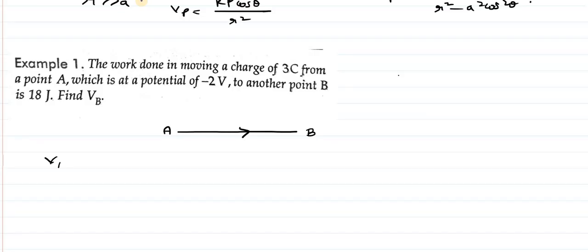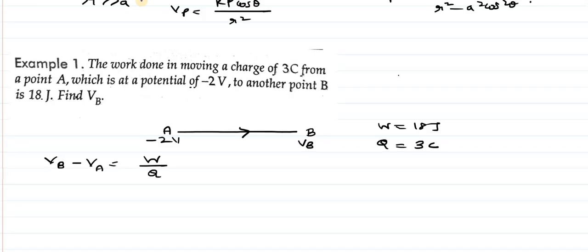So potential difference, when you take final minus initial, VB minus VA, I have taken. VA is given as minus 2 volt. VB they have not given, we have to find it. Work done they have given: 18 joules, and charge is 3 coulomb. So VB minus VA is W by Q.